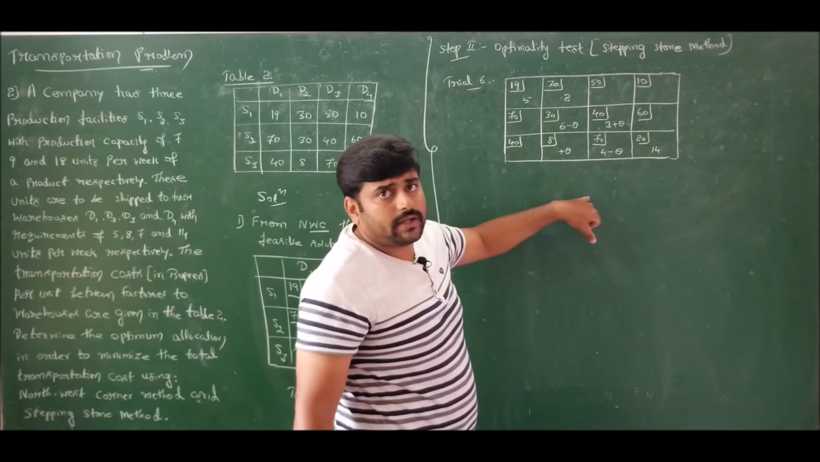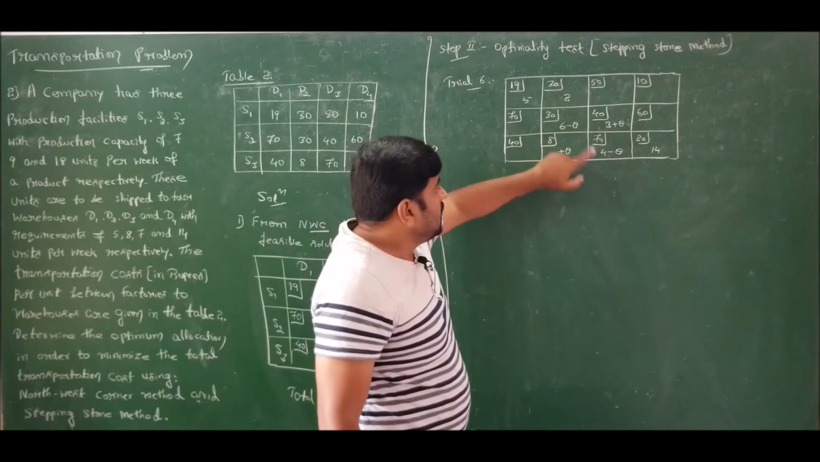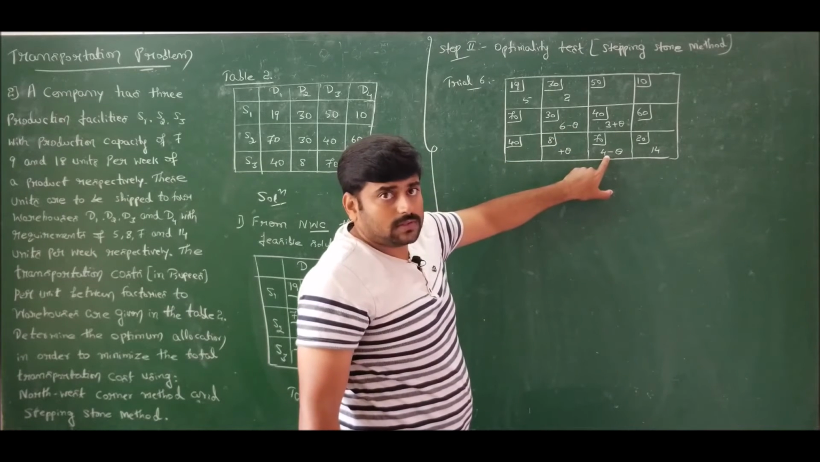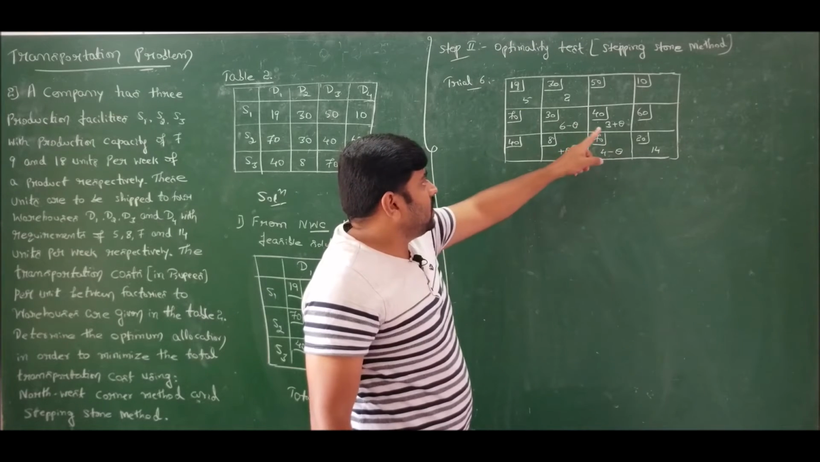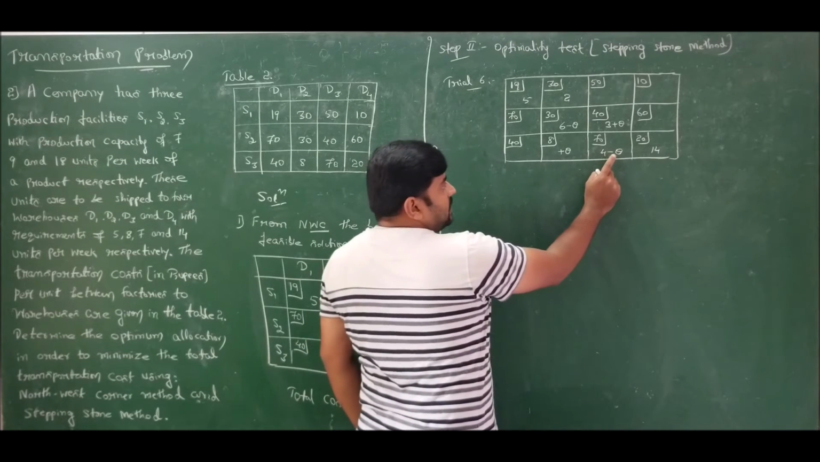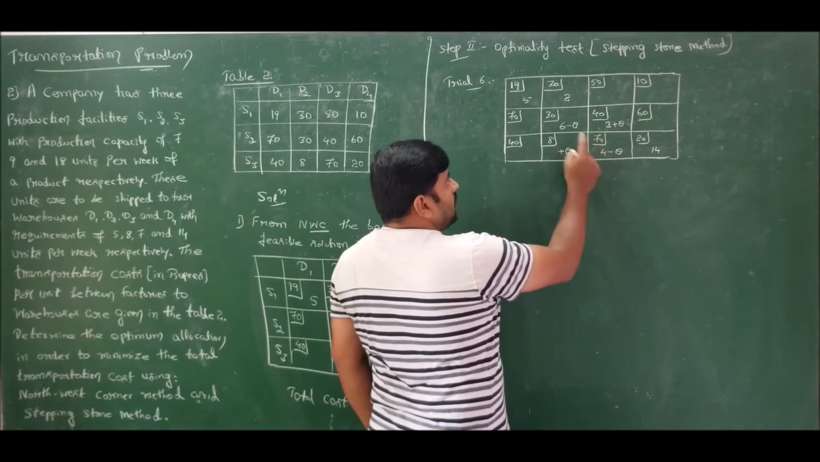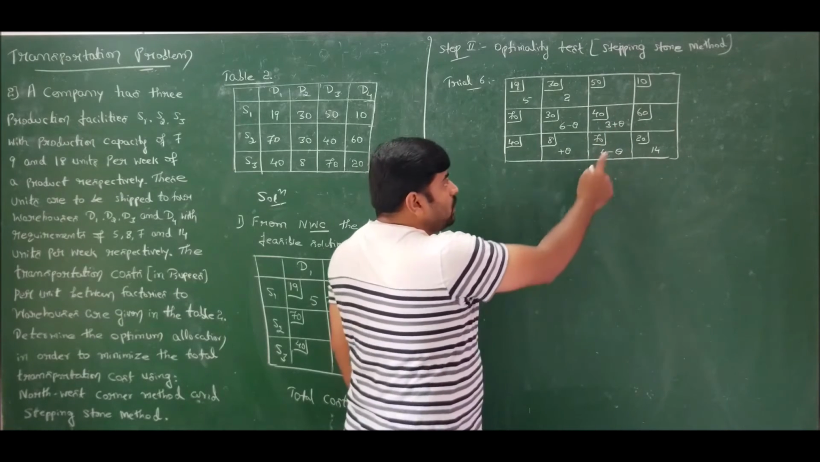Now what is the maximum value of theta that can be accommodated in such a way that none of the allocations will become negative? Here theta can take up to 6, correct? Here theta can take up to 4. So therefore theta can take only 4 units, right? If theta takes 4, this will become 0 and this will become plus 2 and this will become 7, right? It is the only possibility.